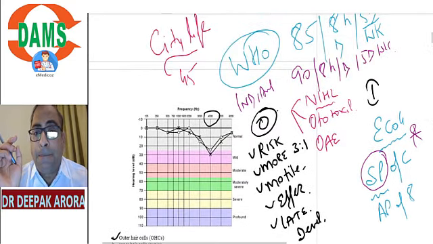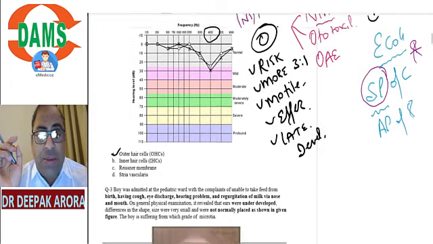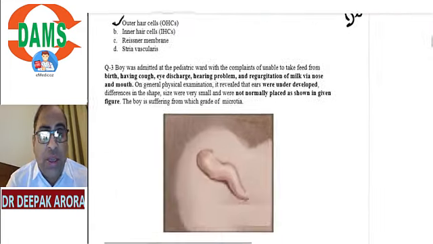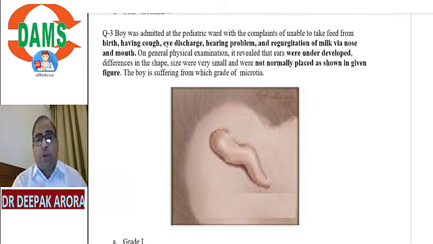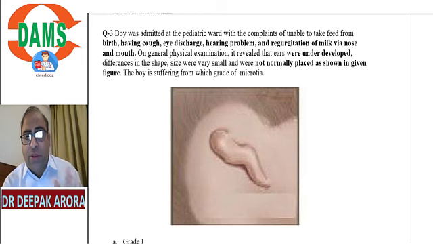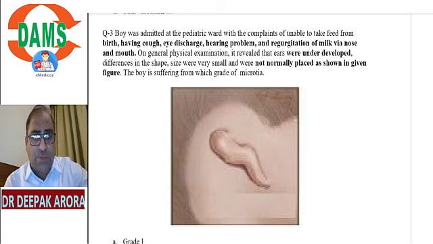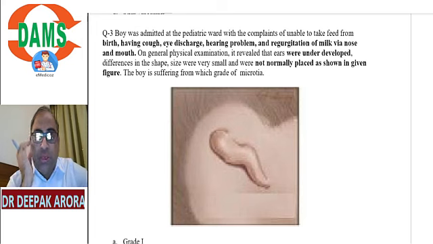Then coming to the next one, question number 3. A boy was admitted in a pediatric ward with complaint of being unable to take feed from birth, having cough, eye discharge, hearing problem, some syndromic findings, and regurgitation of milk via nose and mouth. On physical examination, the ears were underdeveloped and they have shown you one image. Clear? The examiner is asking which grade of microtia the patient is suffering from.